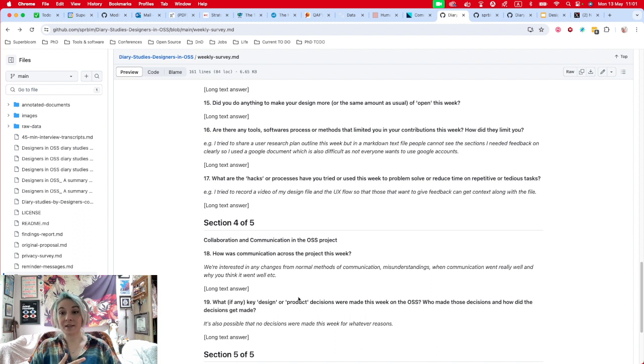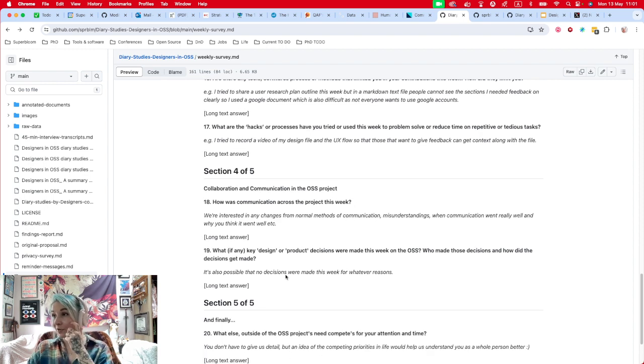One of the interesting ways that designers have gotten around this in open source is that, as well as providing a link to a design file, they record an audio or video response as they talk through the design, just to give that walkthrough context, which is really useful in a lot of ways. So we're on to section 4.